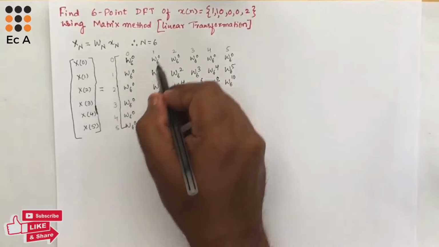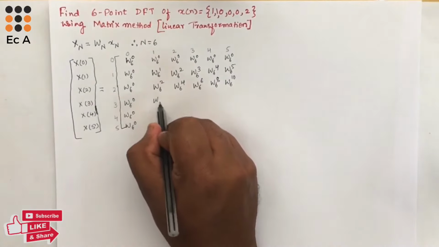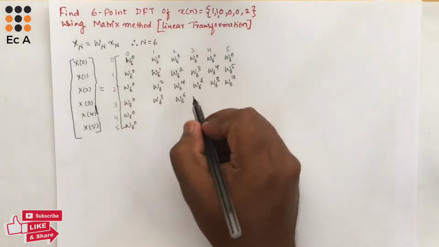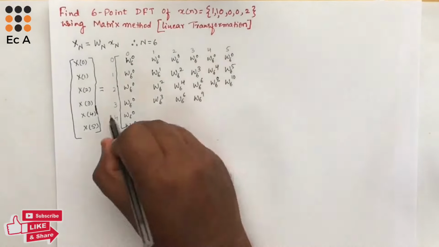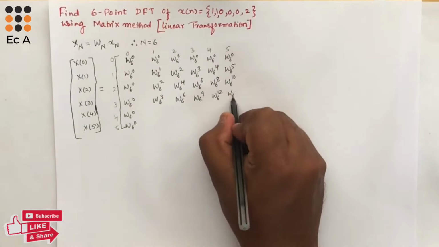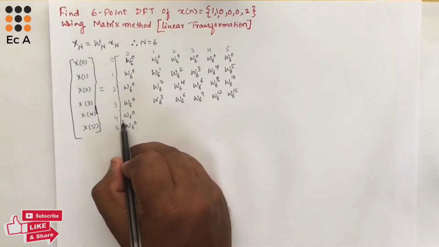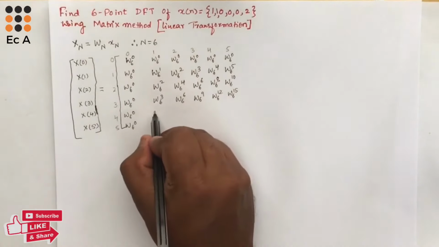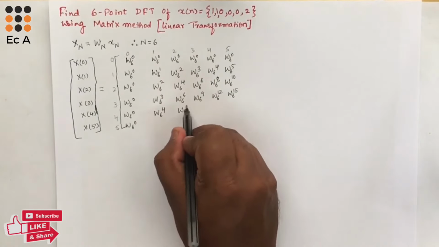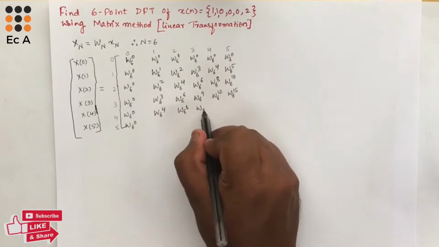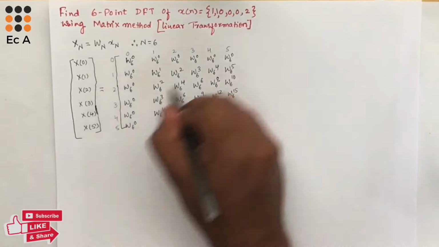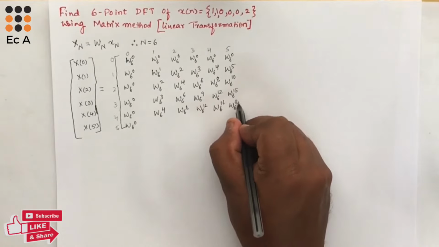In the same way, you multiply 3 into 1, it is W6 to the power of 3. 3 2s are 6, W6 to the power of 6. 3 3s are 9, W6 to the power of 9. 3 4s are 12, W6 to the power of 12. 3 5s are 15, W6 to the power of 15. 4 multiplied with 1 will be W6 to the power of 4. 4 2s are 8, W6 to the power of 8. 4 3s are 12, W6 to the power of 12. 4 4s are 16, W6 to the power of 16. 4 5s are 20, W6 to the power of 20.